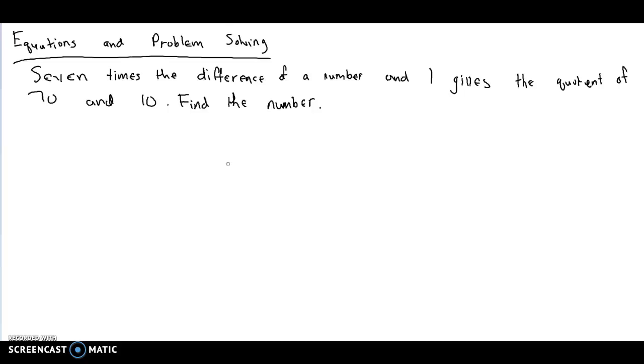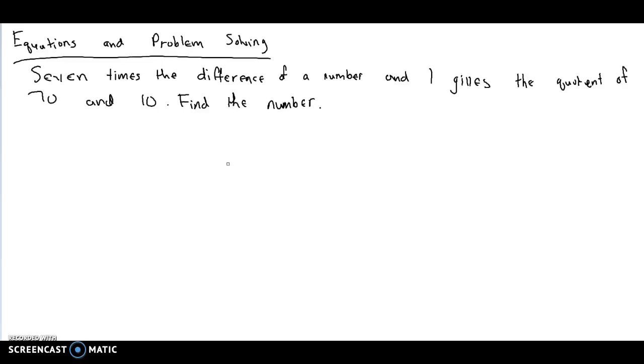Okay, so we're going to discuss problem solving and using equations to help us solve our problem. Here we have a pretty basic word problem. 7 times the difference of a number and 1 gives the quotient of 70 and 10. And it's going to be our goal to find the number.